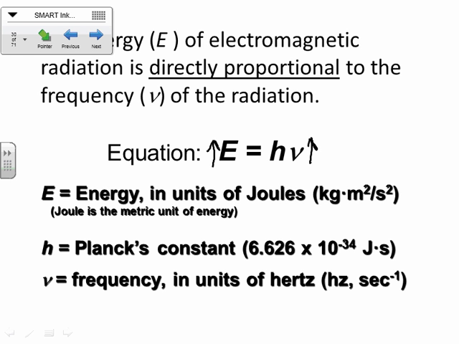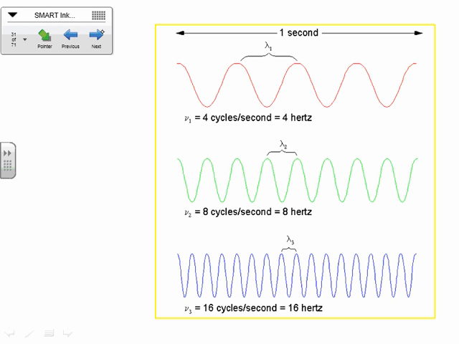All right. So E is energy in units of joules. H is Planck's constant. You don't really need to worry about that stuff because, again, we're not going to do calculations here, okay? So I wouldn't even worry too much about writing this down, other than maybe knowing that E is energy. And the V-looking thing is frequency. It would be good to know that. Okay?